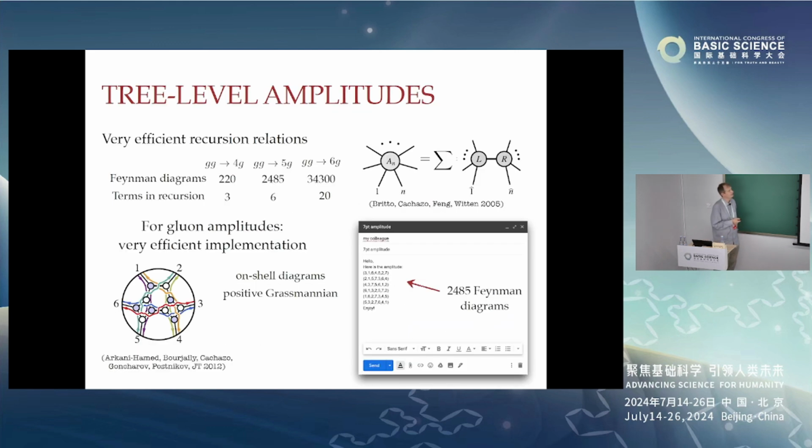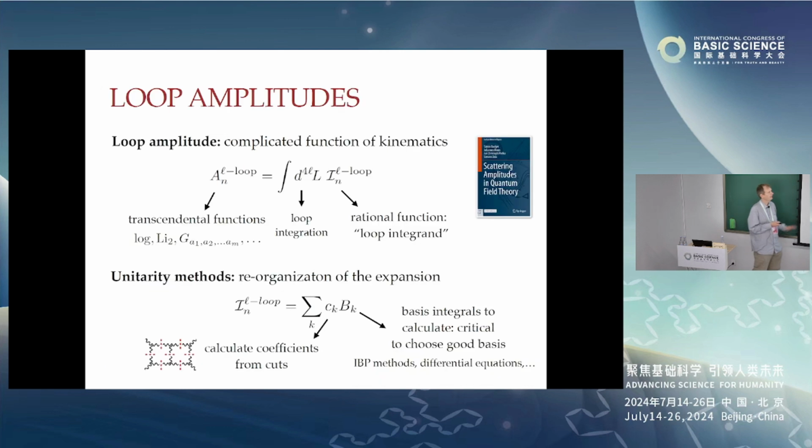Okay, this was for trees. The recursion relations work for trees. There are some attempts to extend them to loops, as well as other methods. But the loop amplitudes are more complicated. Tree-level amplitudes are rational functions of kinematics, and rational functions are nice. We can calculate residues. But loop amplitudes are transcendental functions, and actually the space of functions that you get at loop level, we don't even know, beyond two loops.